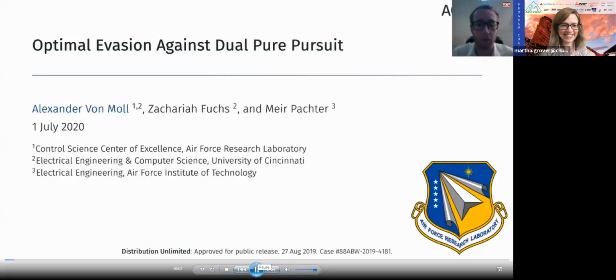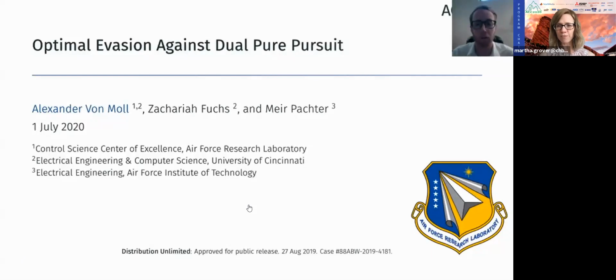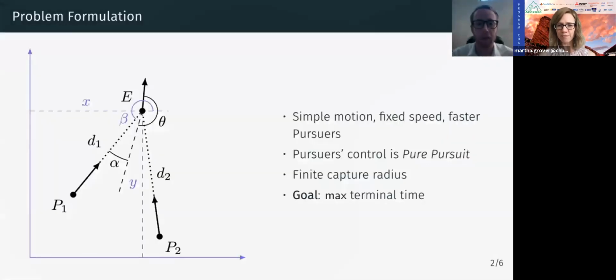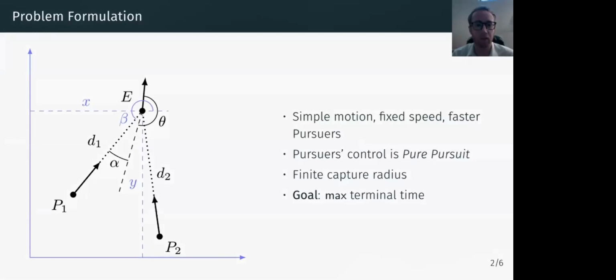Hi, I'm Alex von Maul, and I'll be presenting our paper on optimal evasion against dual pure pursuit. The scenario involves 3 agents with simple motion, meaning the agents control their instantaneous heading. They have a fixed speed, and the pursuers' speeds are equal and greater than the evader's. We fixed the pursuer strategy to pure pursuit, which is always aim at the evader, and we're interested in determining the evader's control to maximize the time at which one or both pursuers come within the capture radius.